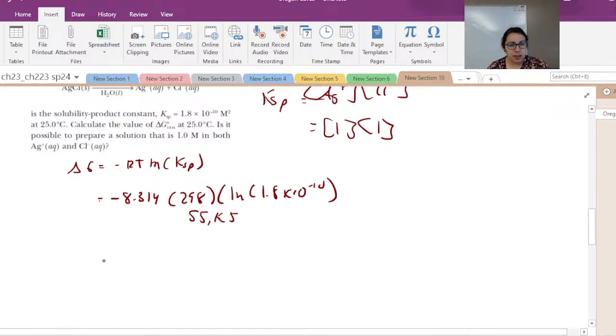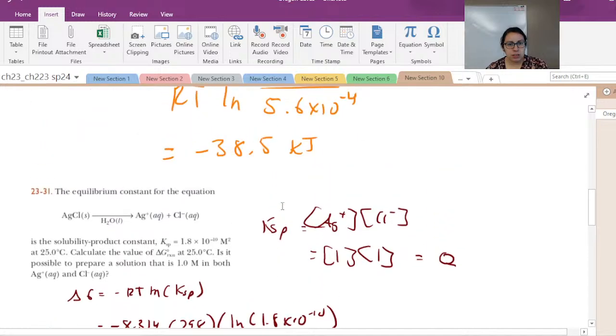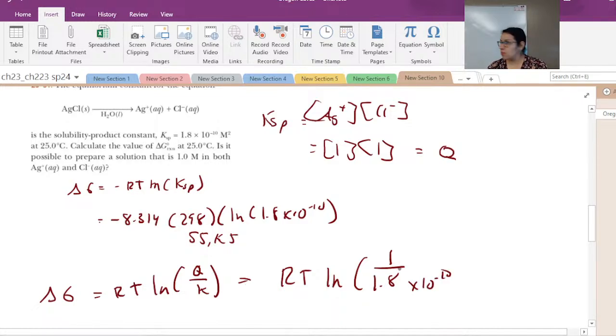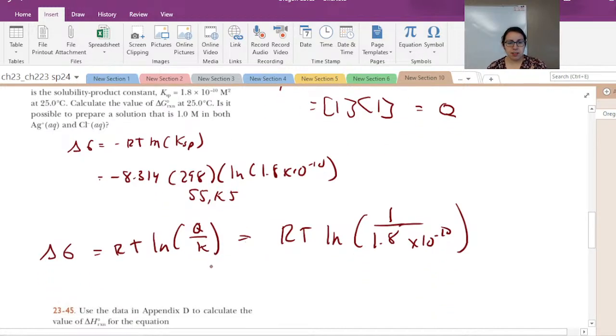So basically we're saying, no, we can't, since it's just too large of a concentration compared to our KSP. And I can plug this in, so right now we have our Q, and then we can plug it into our delta G equals RT natural log of Q over K, which gives us back RT times natural log of 1 over our 1.8 times 10 to the negative 10, so our KSP. So that gives you the same answer, so 55 again. So not possible.